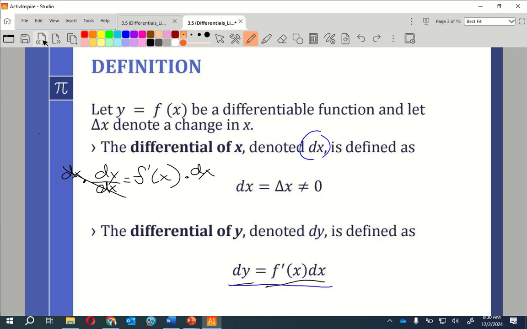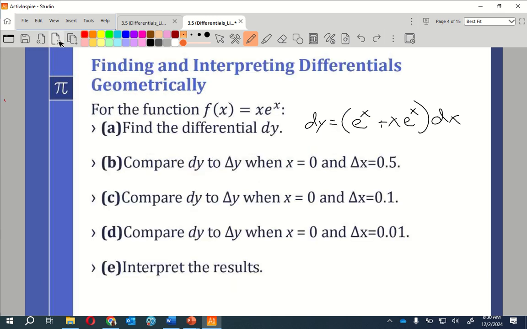So let's go back a little bit here. dx is delta x. Right? So this is my delta x. This is going to go into here. Yes? Okay. All right, so I'm going to go back to this page over here.